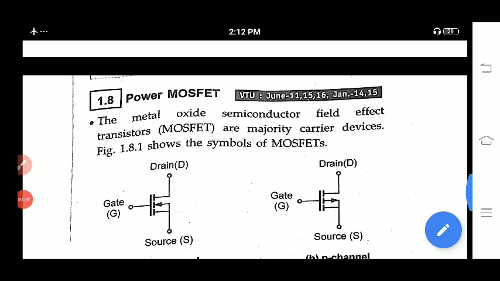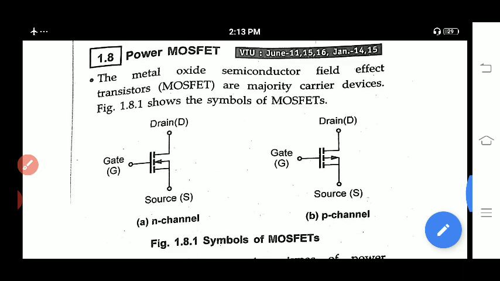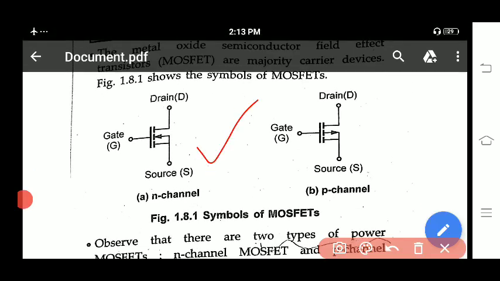In this session, we will discuss the power MOSFET. You already know what a MOSFET is: metal oxide semiconductor field effect transistor. These are majority carrier devices. Here you can observe that this is the N channel MOSFET, and this is the P channel MOSFET. In the N channel MOSFET, the arrow mark is inside. In the P channel MOSFET, the arrow mark is outside.